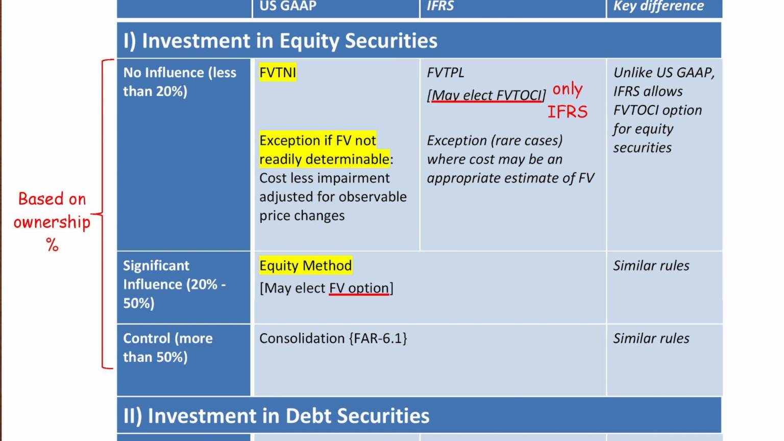And if the investor controls the investee, that means the investor owns over 50% of the investee, in that case, we consolidate. And we're going to talk about consolidation and consolidated financial statements in FAR 6.1. So in this section, FAR 3.1, we look at the investments in equity securities where the investor has no influence, let's say less than 20% ownership, or has significant influence, 20 to 50% ownership of the investee.